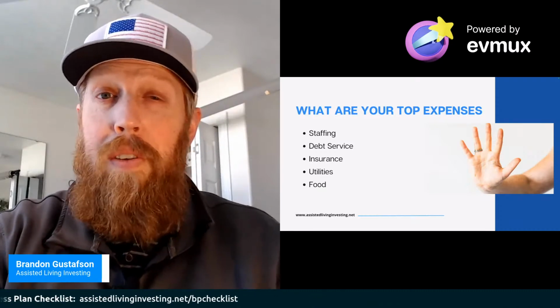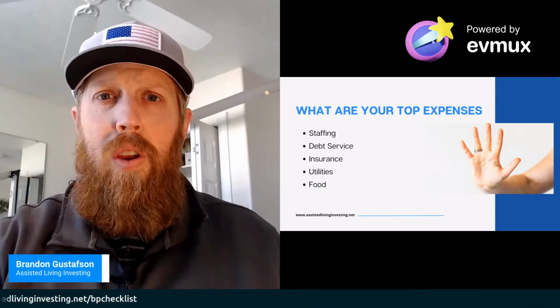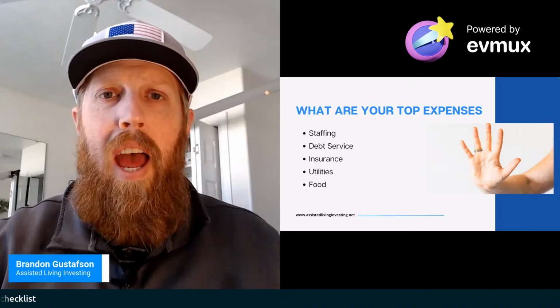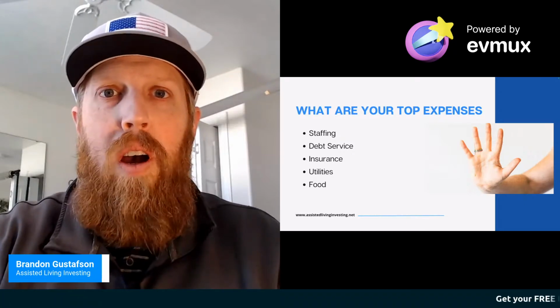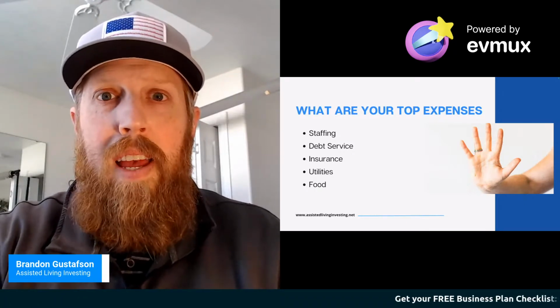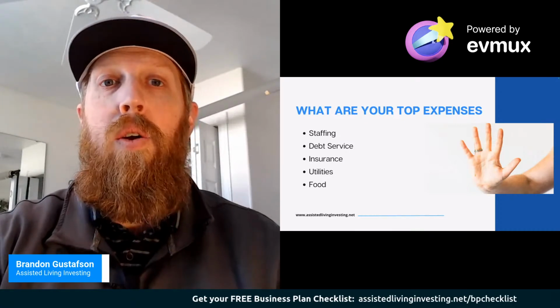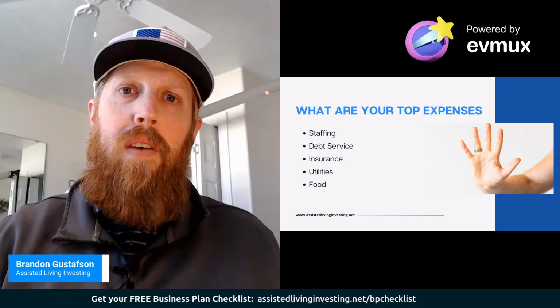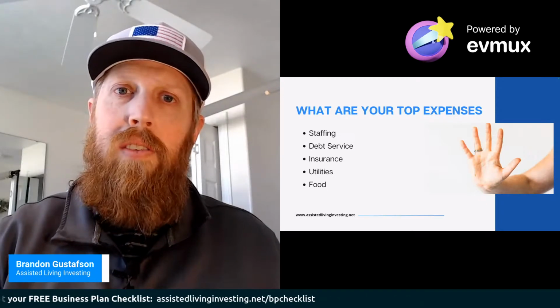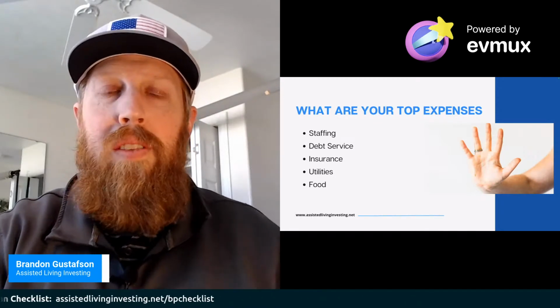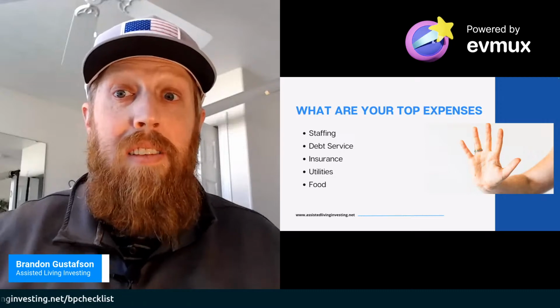Next is your debt service. So your mortgage, your lease, whatever it is that you're paying to have the property that you need so you can run this business. That is number two. Number three is insurance. You're going to need a few different basic types. We're going to get into that here in a second, but insurance is going to be a big expense, and it is a necessary expense for you.